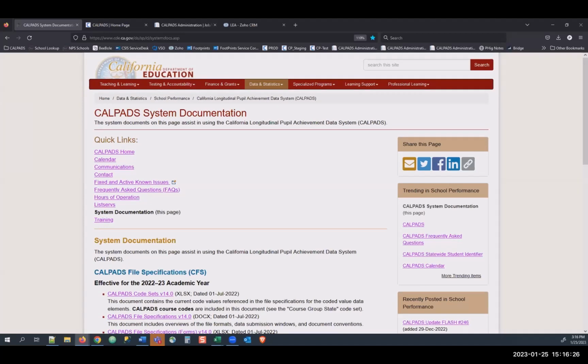Essentially, you would just submit one staff assignment record with 110% FTE. You would list the TOSA assignment in the SAS record, and then you would submit a course section record.